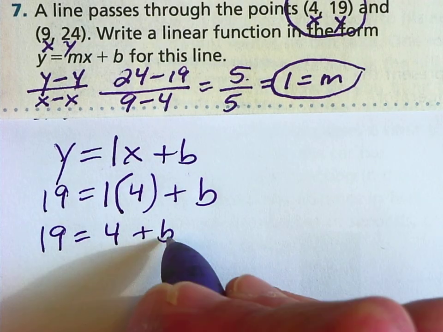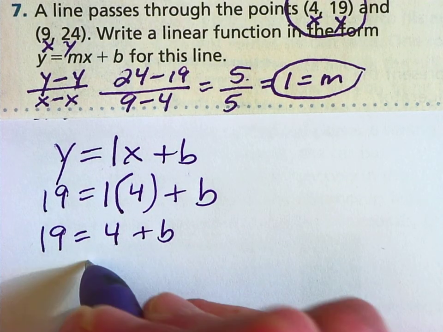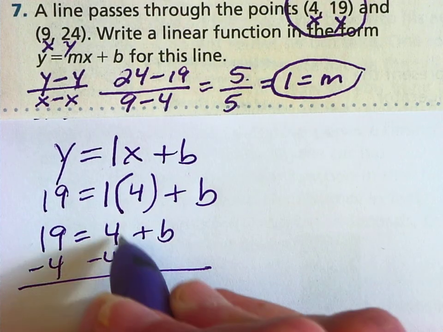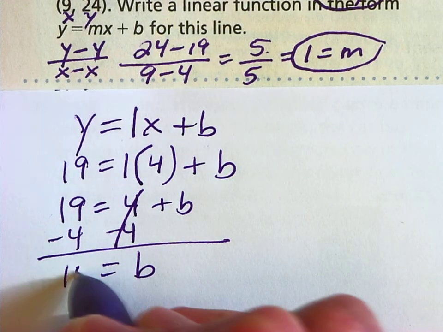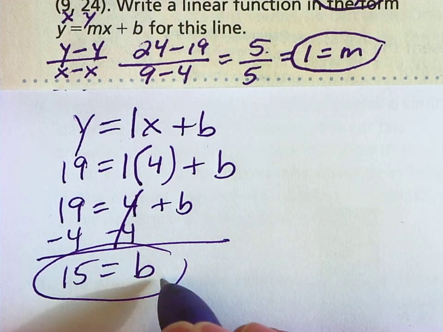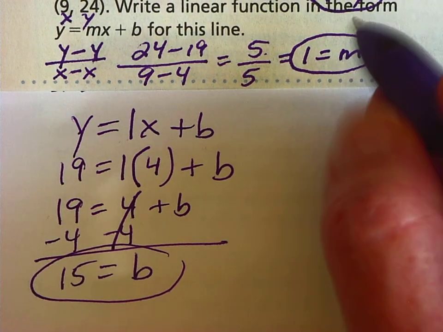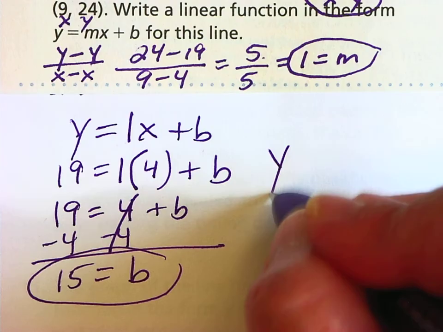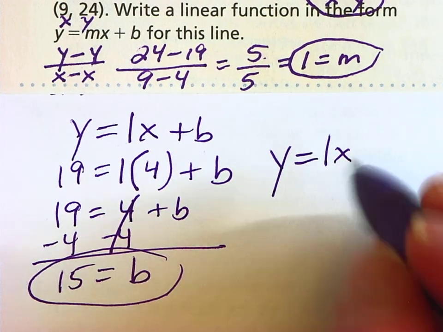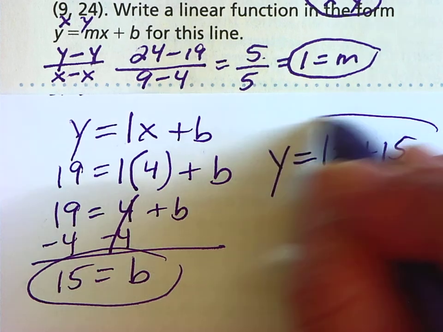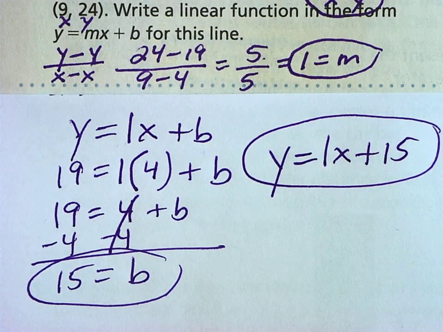Now, to get the b by itself, I'm going to isolate it. I'm going to move the 4 over, so I'm going to subtract 4. So 4 take away 4 is 0. I have b equals 19 take away 4 is 15. So the b is 15 and the slope is 1. Put it all together now. Y equals 1x plus 15. That is my final equation in slope-intercept form.